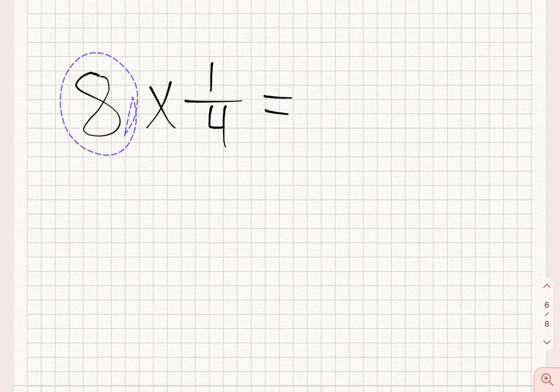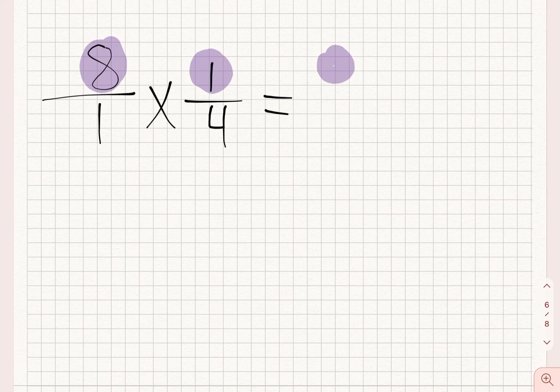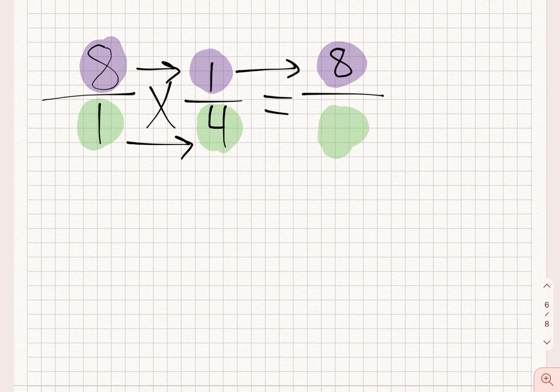Turn that 8 into a fraction, 8 wholes, then multiply. 8 times 1 equals 8, and 1 times 4 equals 4. So 1/4 of 8 equals 8/4. That's an improper fraction. Make that into a proper fraction. That'd be 8 divided by 4, which is 2 wholes.